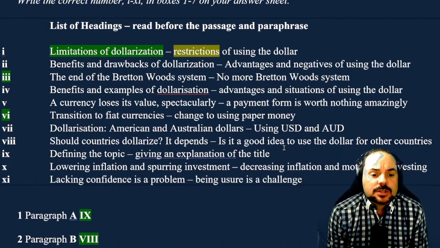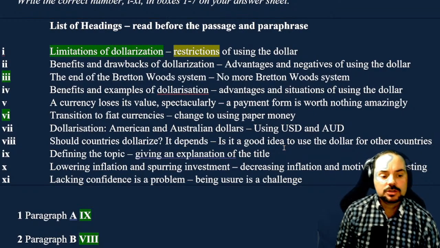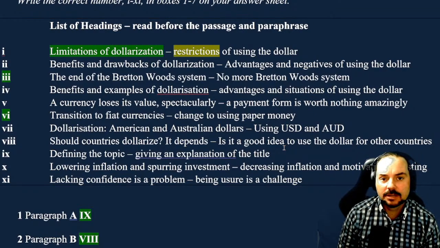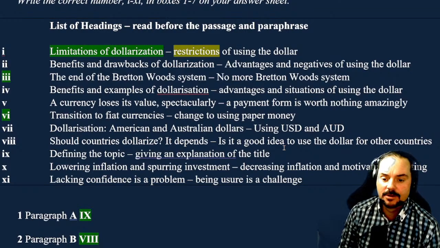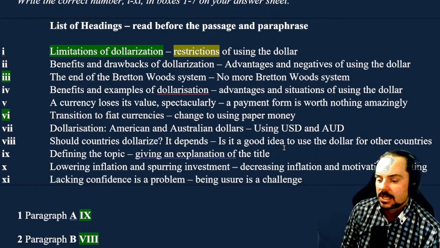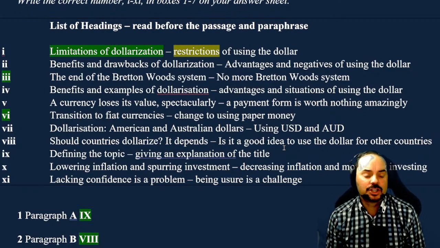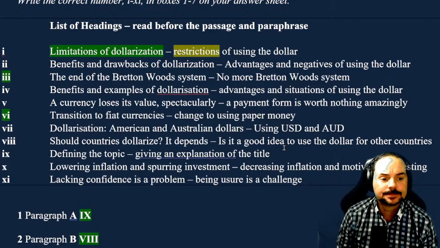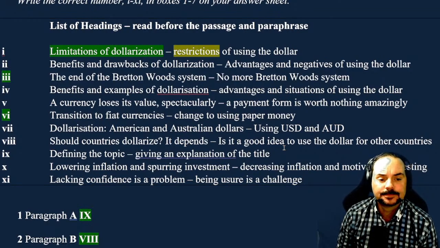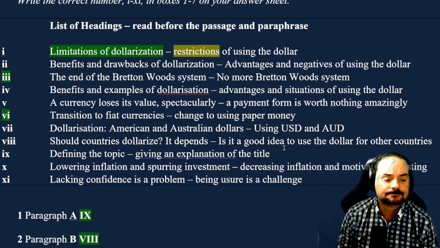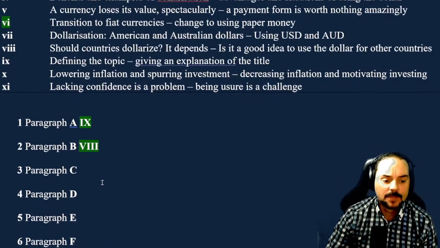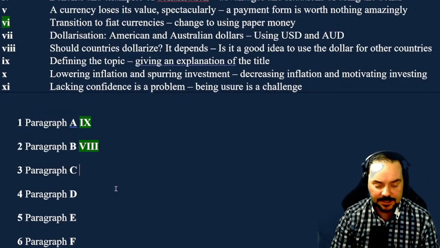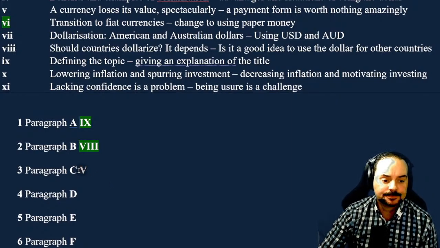So let's take a look. Which is the closest match to what you just said? So you're always looking for the closest match from the list of headings, and you always answer on your own first. Which one is the closest match to what you just said? A currency loses its value spectacularly. And you just got yourself a correct mark on your IELTS exam. Oh, really? Number 5? Yeah. That's the main focus.